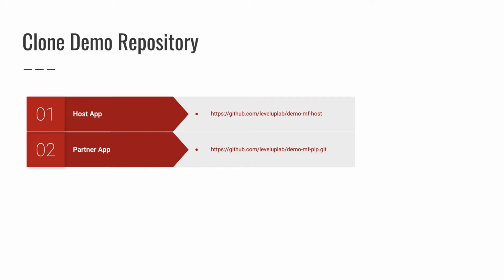To begin the implementation, you need to clone the following demo projects that I have created on GitHub. The first project, host app, is the host application that basically consumes the components from the partner application. The second repository is the partner application, which basically exposes its components that can be used in any application. We will use its components in the host application for this demo. The links of these projects are also given in the description of this video.